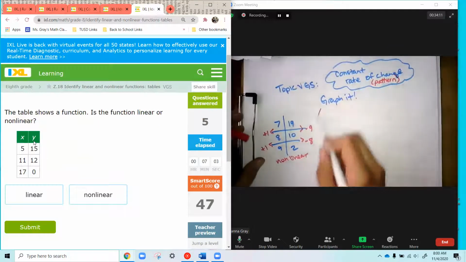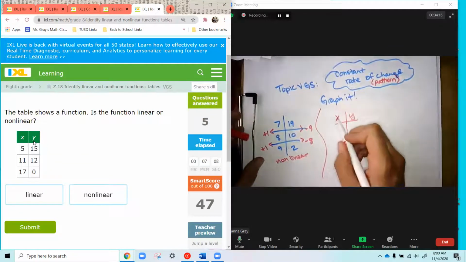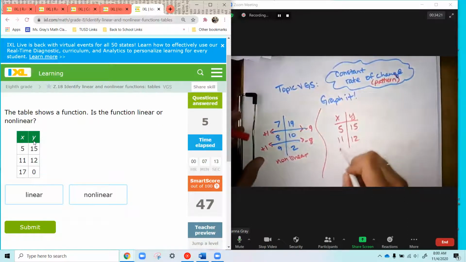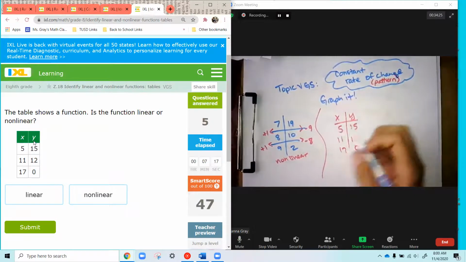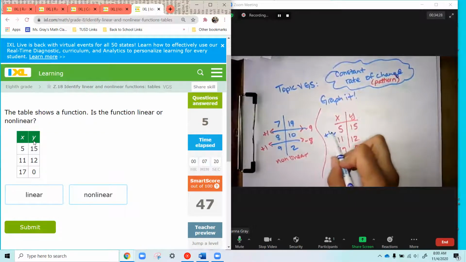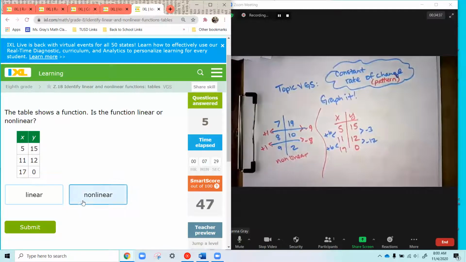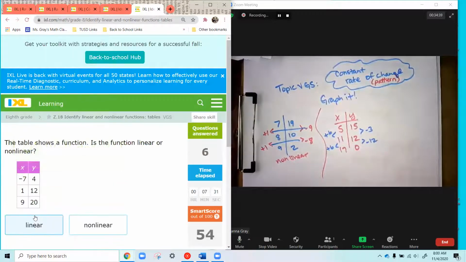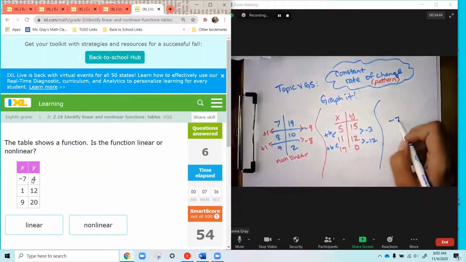All right, so this one is where it gets a little bit more complicated. So now you have to make sure you're kind of tracking both sides, because sometimes they could give you fractions that look different, but are actually the same. So let's double check stuff here. So this side, x's here, 5 to 11 is going up by 6. 11 to 17 is up by 6. This 15 to 12 is down 3. 12 to 0 is down 12. So nonlinear. So you just need to make sure as you're going through these that you're checking.